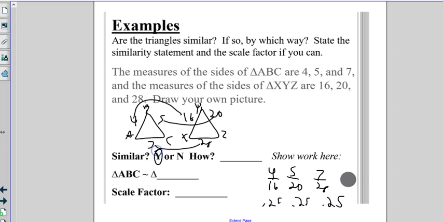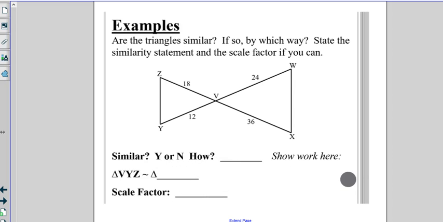So it's yes by side, side, side similarity. And ABC is similar to XYZ. And the scale factor, again, is 1 to 4, or 4 to 1, depending on your direction.